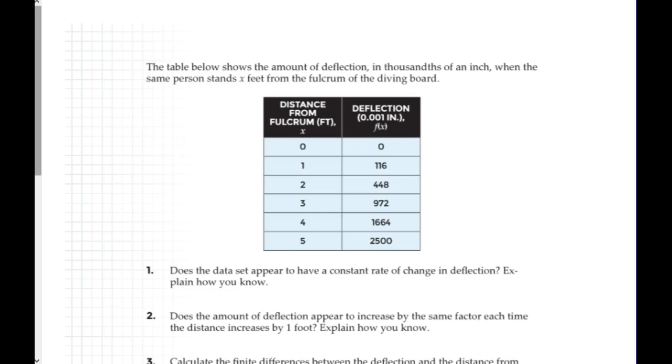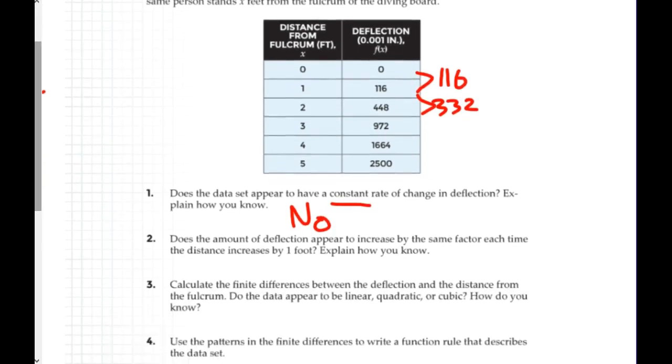Does the data set appear to have a constant rate of change in deflection? Let's see here. 448 minus 116. You can already tell, no, it does not have a constant rate of change. It's not constantly changing by the same amount. It is increasing consistently, but that doesn't mean it's a constant rate of change.